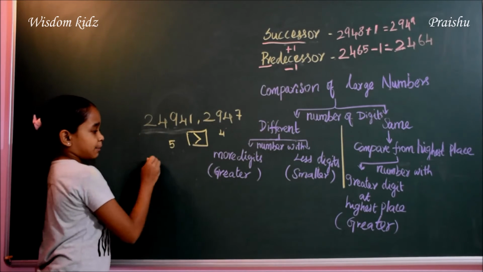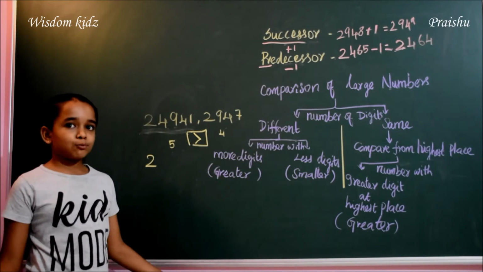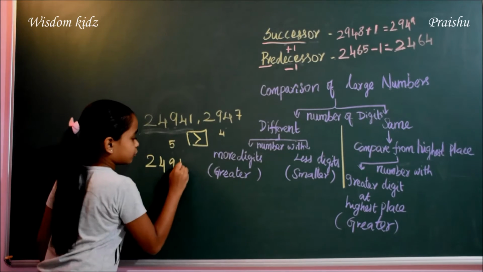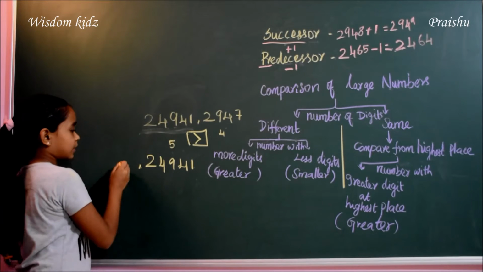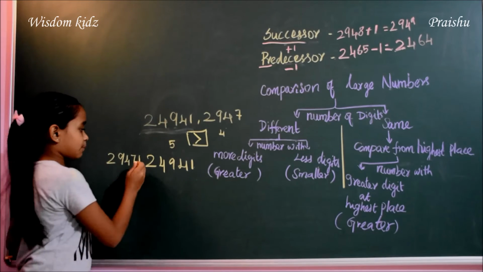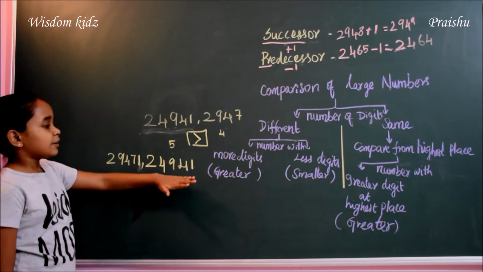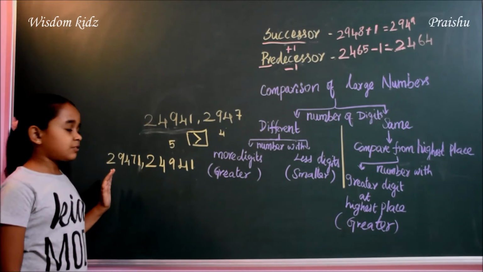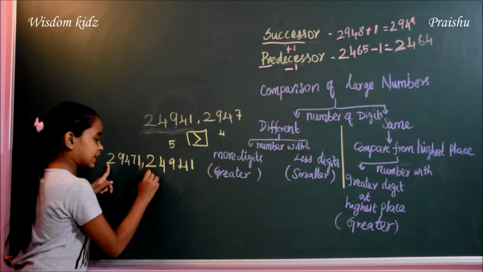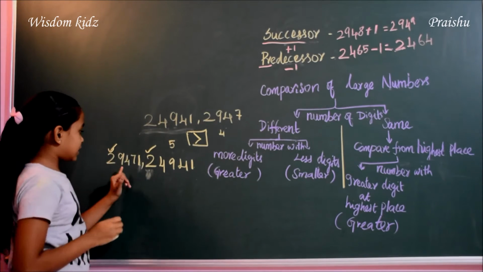Now I have one more example. If the number of digits are the same, what will you do? There's a trick. See, 24941 and another number is 29471. Two numbers are given here. We have to find which is larger. Always start from the highest digit. So 2, 2. Both are same. So tick them. Next, see the next digits.